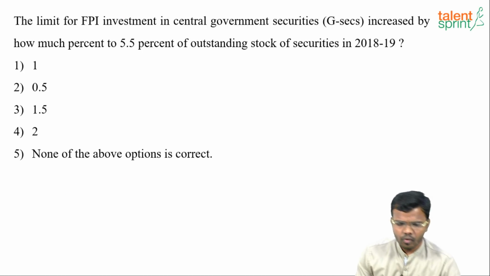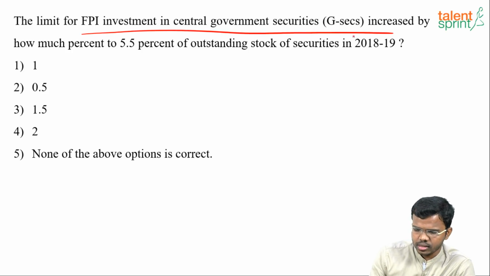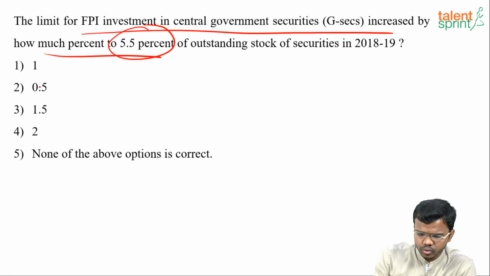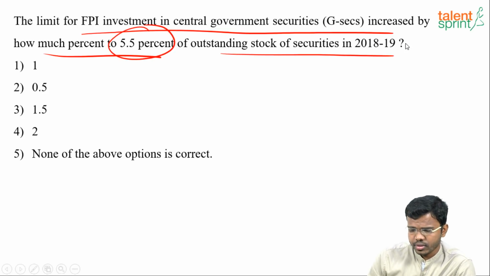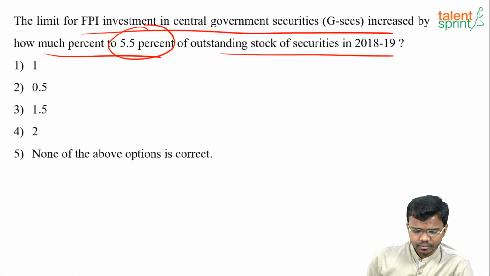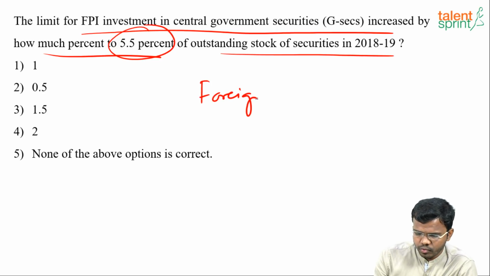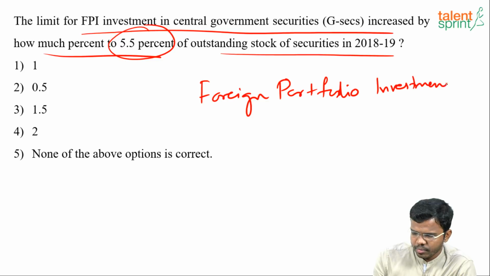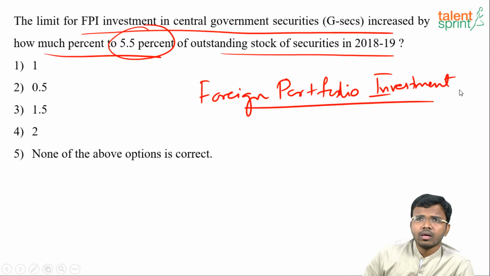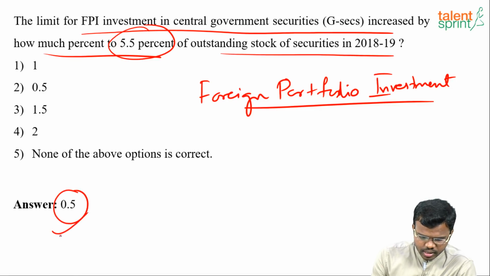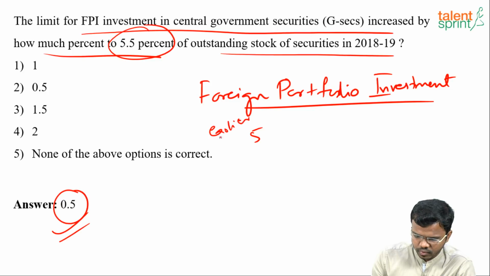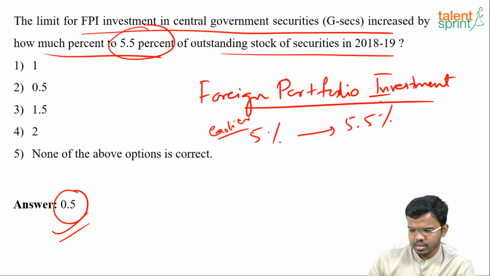Next, the limit for foreign portfolio investment in central government securities, that is G-Sec, was increased by how much percentage to 5.5% of outstanding stock of securities in 2018-19? Foreign portfolio investment is the investment made by foreigners into the Indian capital market. So what is the right answer? 0.5% is the increase. Earlier it was 5%, now it is increased to 5.5%.